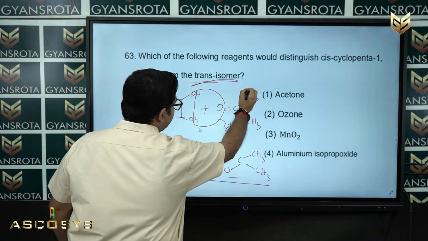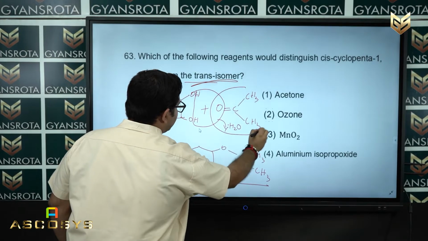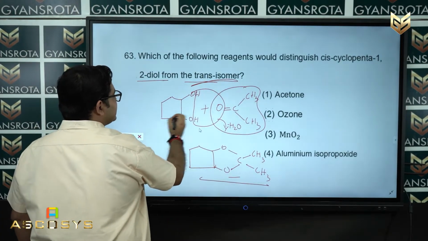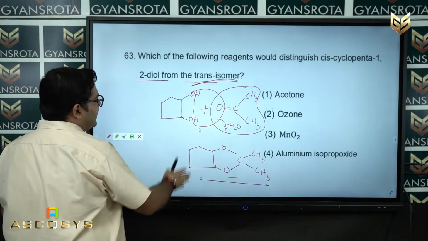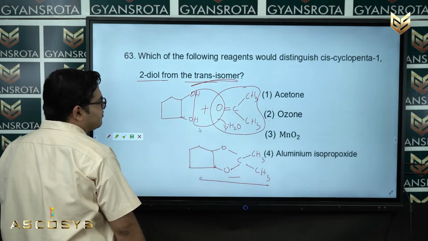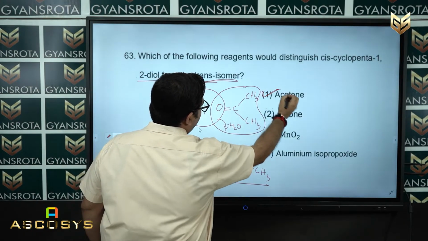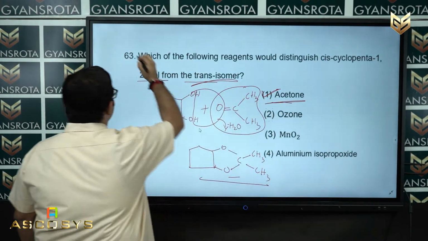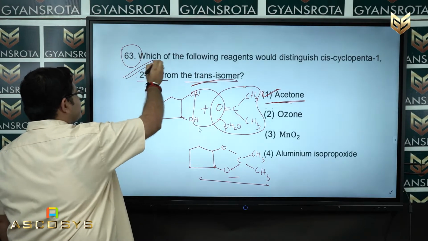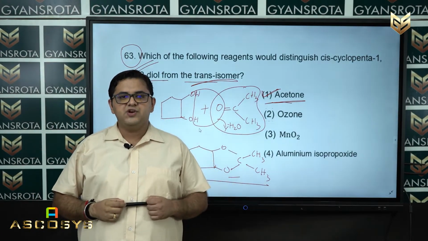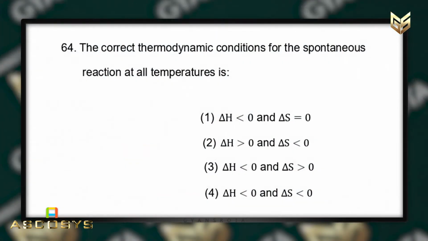So which one will help you to distinguish? That is acetone, because acetone reacts only with cis cyclopentane 1,2-diol. It does not react with the trans isomer. So if you see among your 4 options, option number 1, that is acetone, is the correct answer of your question number 63. Now we are moving to the next question, that is question number 64. Question number 64 is on your screen.